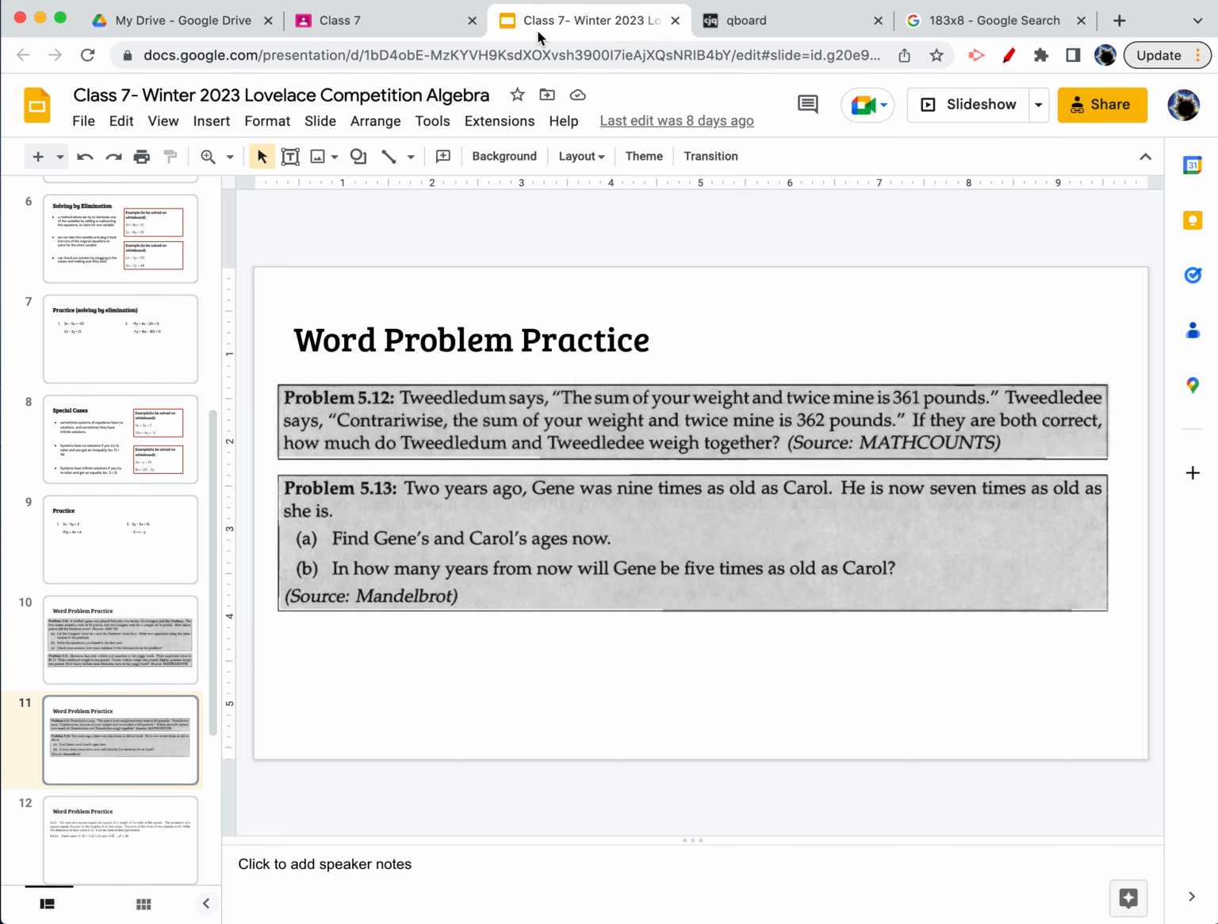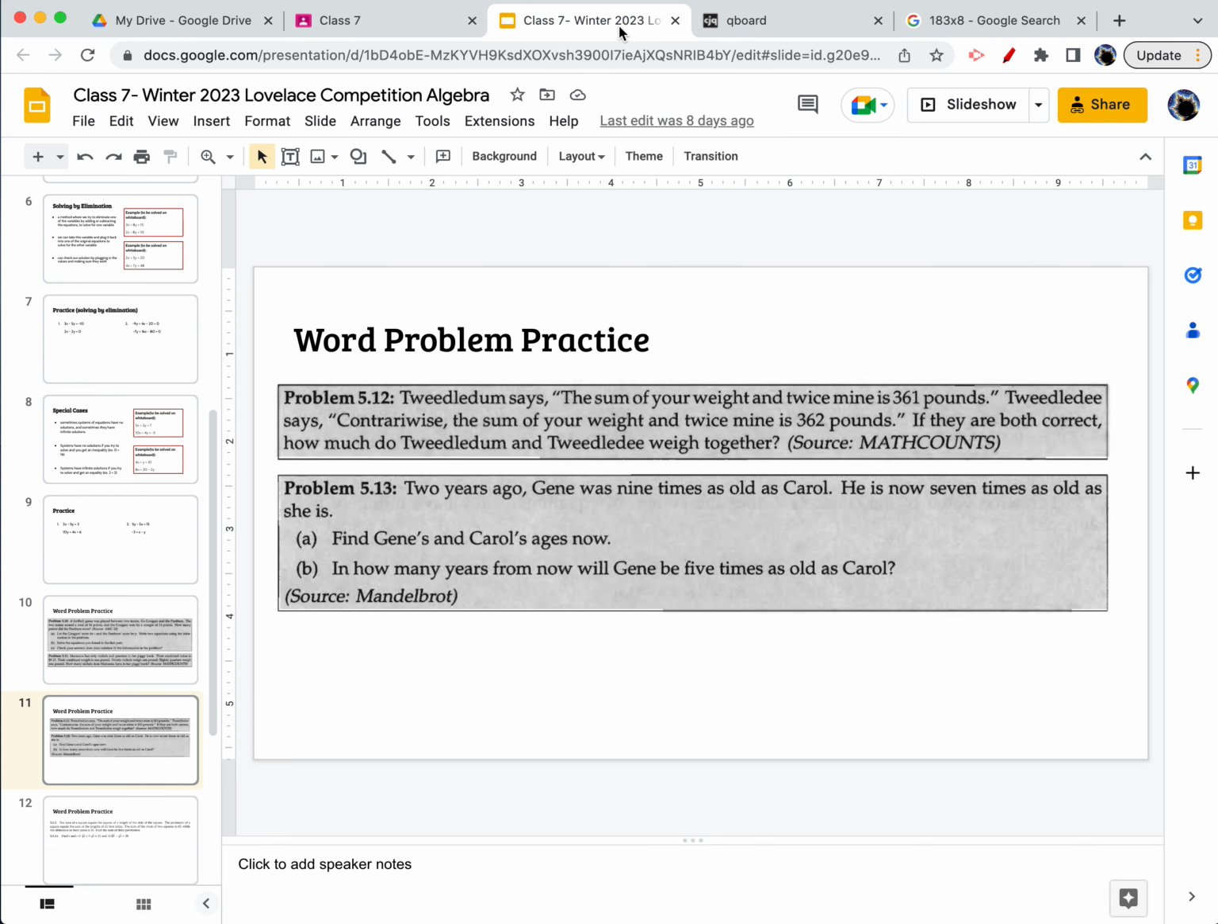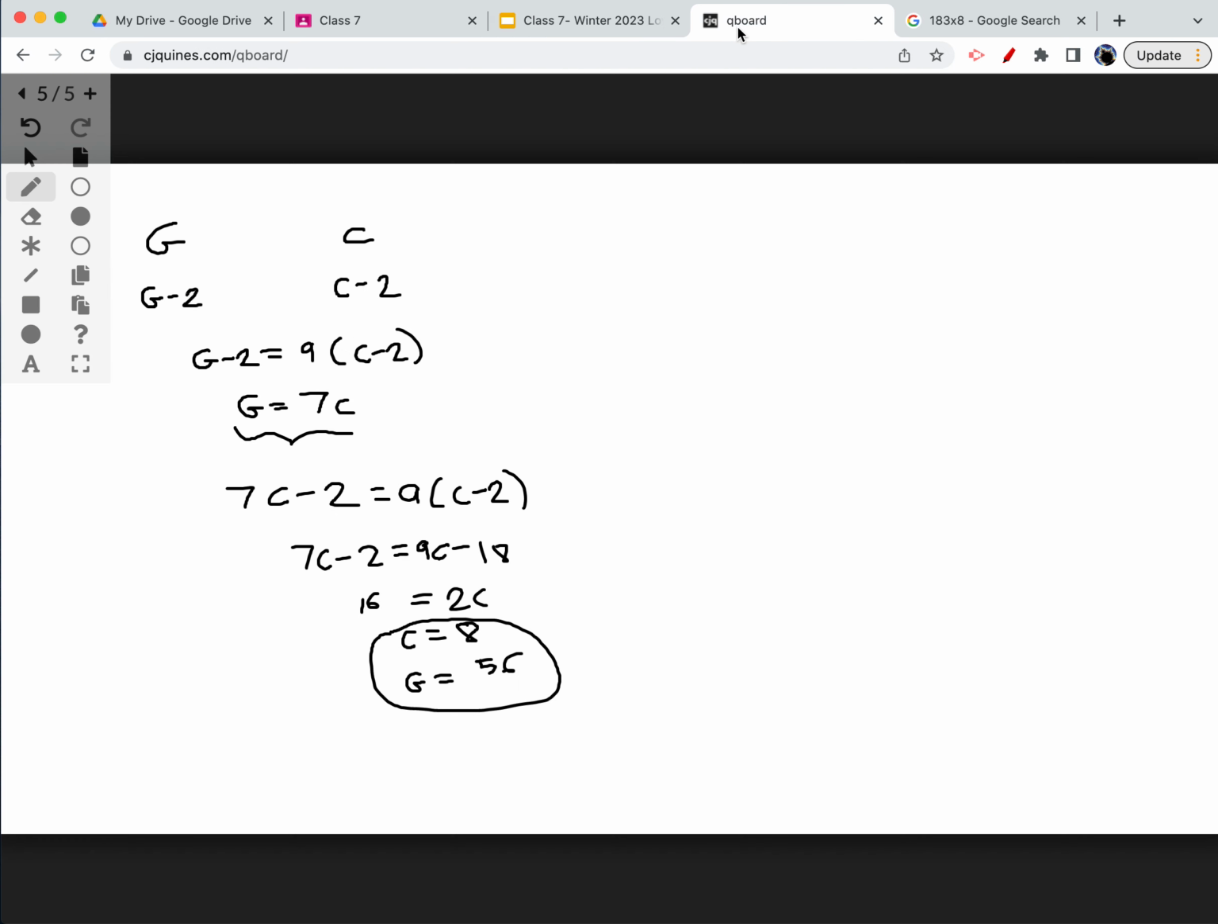So if Carol is 8 years old now, then Jean is 7 times that. So Jean is 56 years old now. So this is the first part of the question. Then it asks, in how many years from now will Jean be 5 times as old as Carol? So let's say that the answer is X.